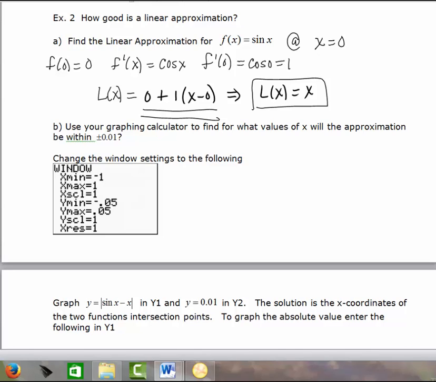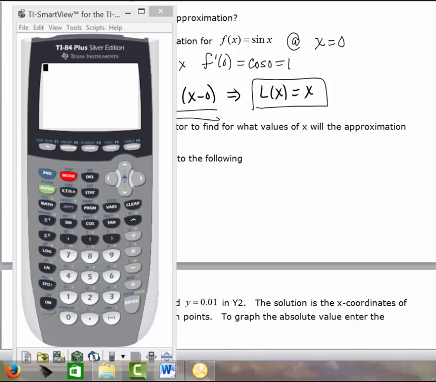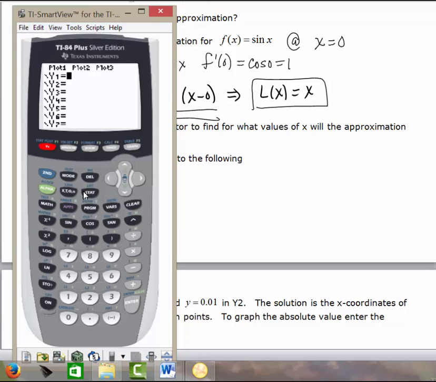Let's first just graph this before we go to part B. Let's graph both the function and the linearization. We should be in radian mode. We can do y equals sine x for my original function, and y equals x as my linearization. This time I'm going to do a zoom trig to get a nice trig window. And here comes the line y equals x.